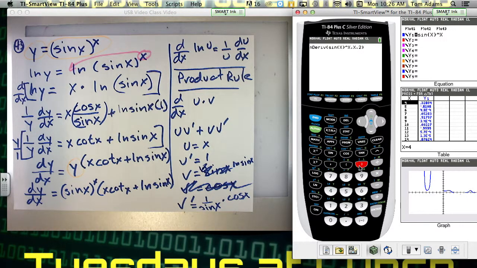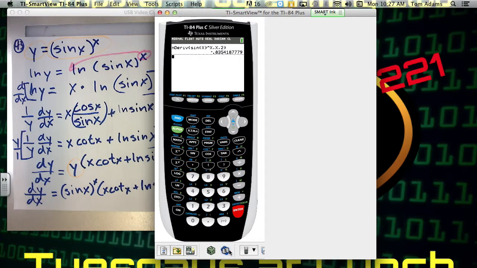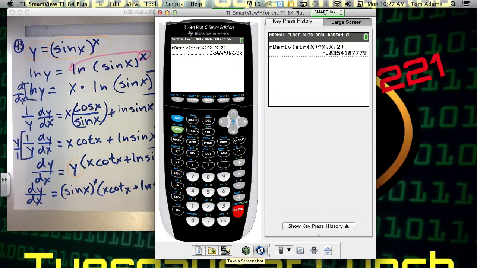Now, when I hit enter, what this does is it just spits out what the slope of the tangent line would be at x equals 2. So if I hit enter, I should get negative 0.835, which is exactly what I get. Does that make sense? Yes. It's like really small. Oh, you can't see it on the thing? I can fix that. Can you see it? Okay.